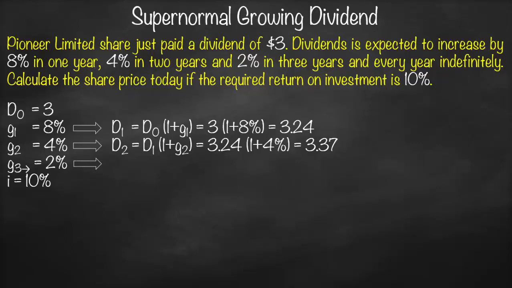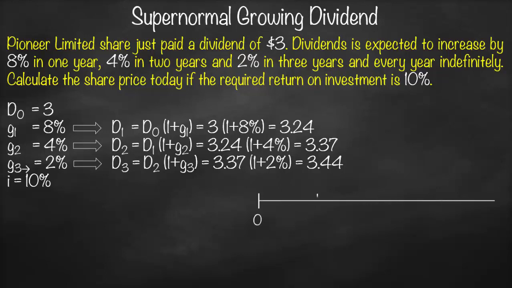Then can we calculate the dividend in year 3? Yes, use the same logic. The dividend in year 3 equals the dividend of last year, which is D2, multiplied by open bracket 1 plus the growth rate of this year, which is G3, close bracket, which is equal to 3.37 multiplied by 1 plus 2%. This will give us 3.44.